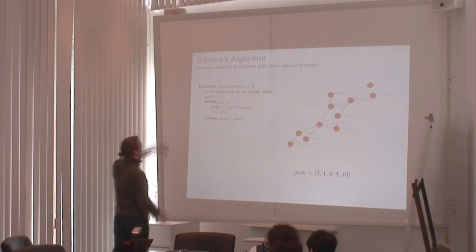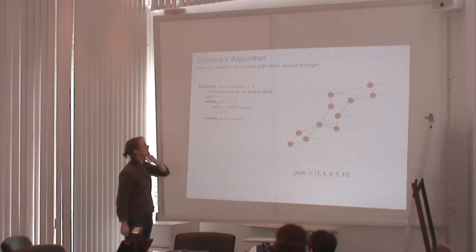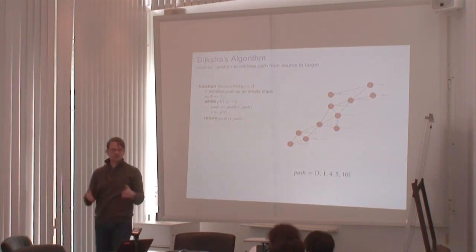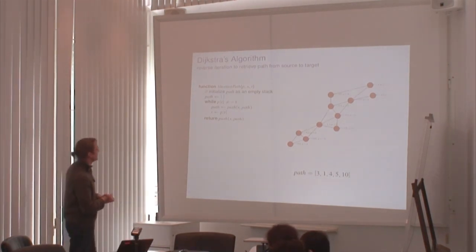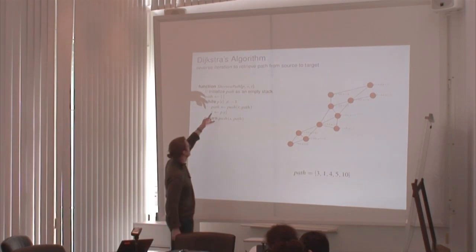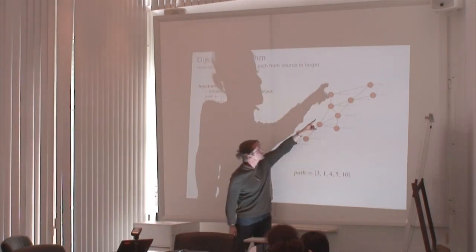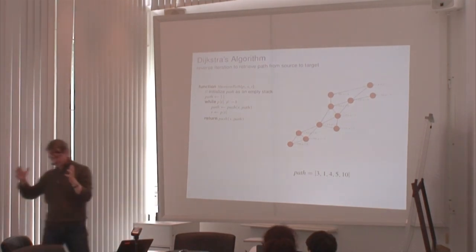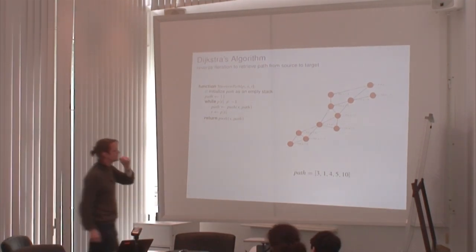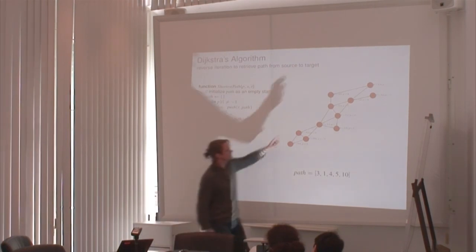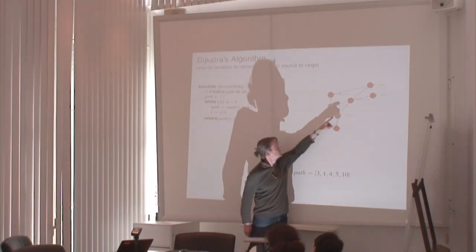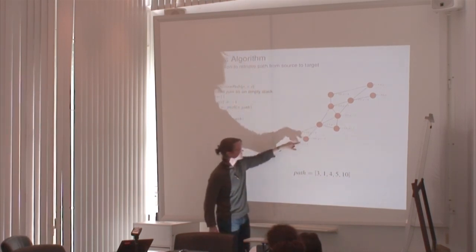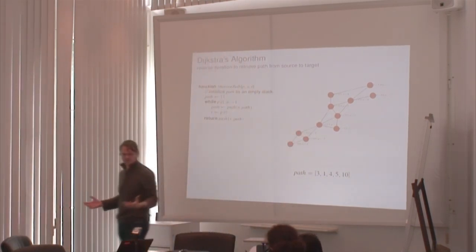Once entering this function shortest path, we initialize a stack data structure to the empty stack. And then we look at the p-value of node t, which is node 10, and the p-value of 10 is 5, so apparently the predecessor of 10 is 5, the predecessor of 5 is 4, the predecessor of 4 is 1, and the predecessor of 1 is 3, so we have found a path.